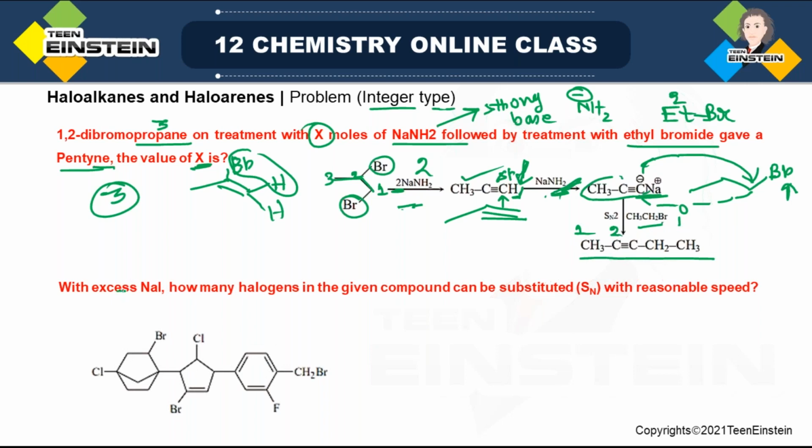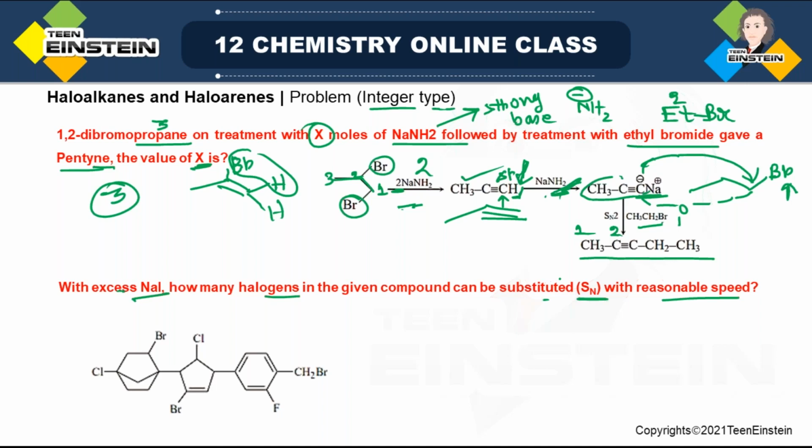Next question. With excess sodium iodide, how many halogens in the given compound, whose structure is already given, can be substituted, that is, substitution reaction is possible with reasonable speed. That means it is not that the reaction is occurring; the reaction may be there for all these halogens, but with reasonable speed. That means it should not be very slow. More or less it should be a high rate.